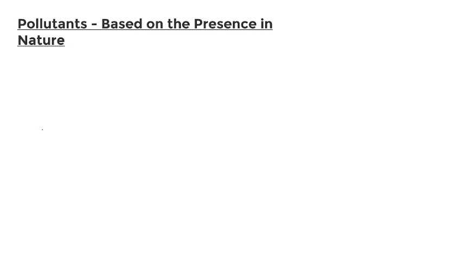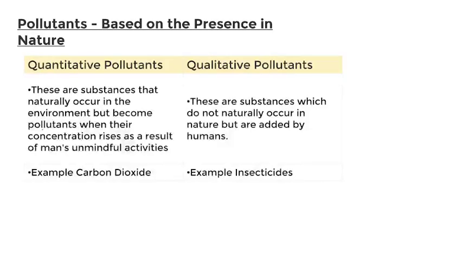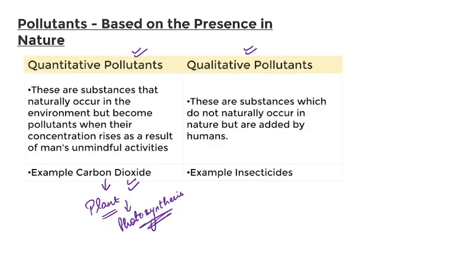Then we have pollution based on the presence in nature. When we talk about the presence in nature, we have quantitative pollutants and we have qualitative pollutants. Quantitative pollutant, as I already told you, is like carbon dioxide. Carbon dioxide is generally a needed substance for the environment, like plants need it for the process of photosynthesis. But when this particular product becomes excessive, it becomes a pollutant. Because due to this, we see rising temperature of Earth. We see global warming.